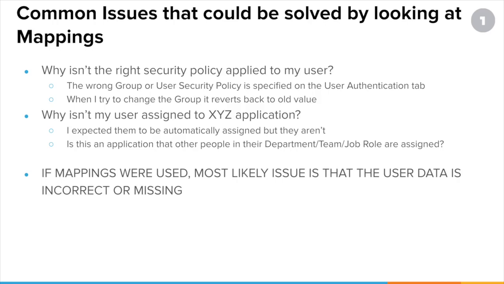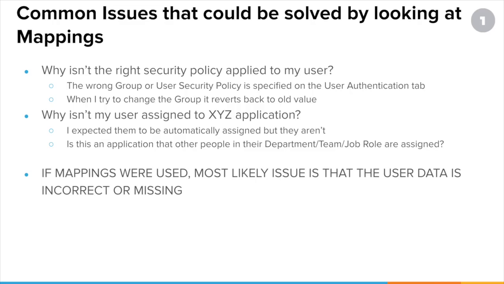Like, why doesn't my user have the right security policy applied to them? Maybe it's been overridden. Maybe they don't match the mapping criteria. Okay, those are some things to look at. So first, go look at that authentication tab and see what group that user is associated with. What policy has been assigned to that user? Is it the policy associated with the group, or did somebody override that setting?